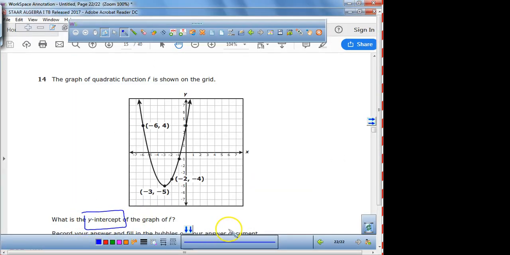Y-intercept. What does the y-intercept mean? Wherever the graph touches the y-axis. Boom. That's it. Where is it on the y-axis? 4.